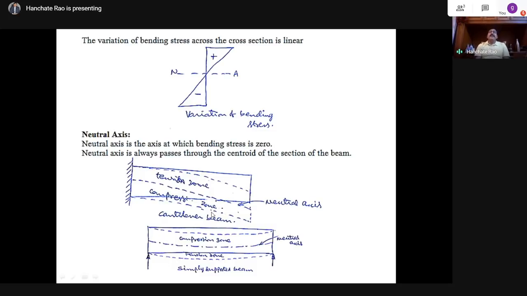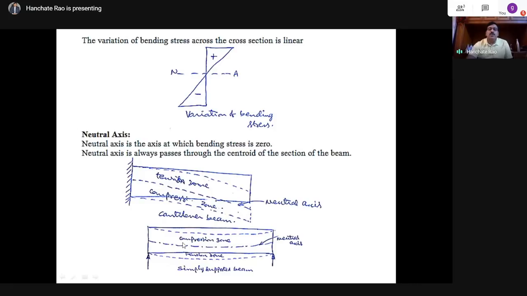So if you are designing an RCC, reinforced concrete beam, concrete is very strong in compression and very weak in tension. So that is why we make RCC by providing steel reinforcement. Wherever there is tensile stress, we have to provide the steel reinforcement. So if you take a simply supported beam, tensile stresses are at the bottom side. So that is why in simply supported beams we provide steel reinforcement at the bottom.